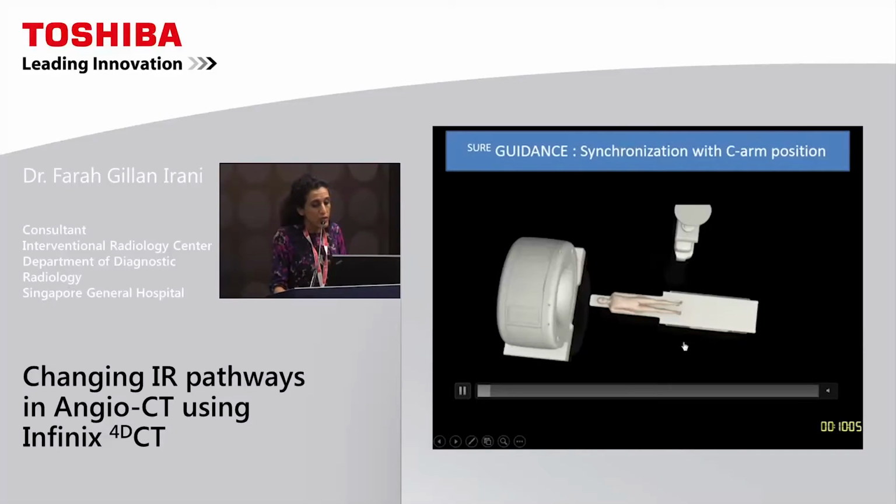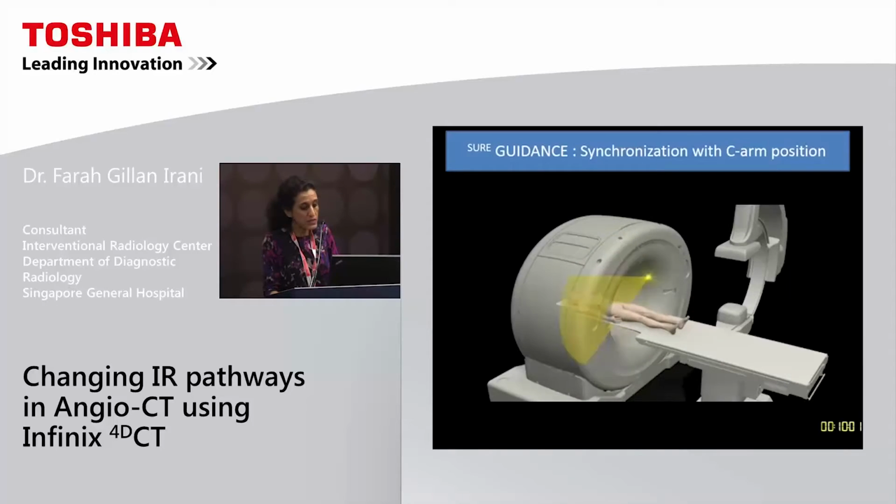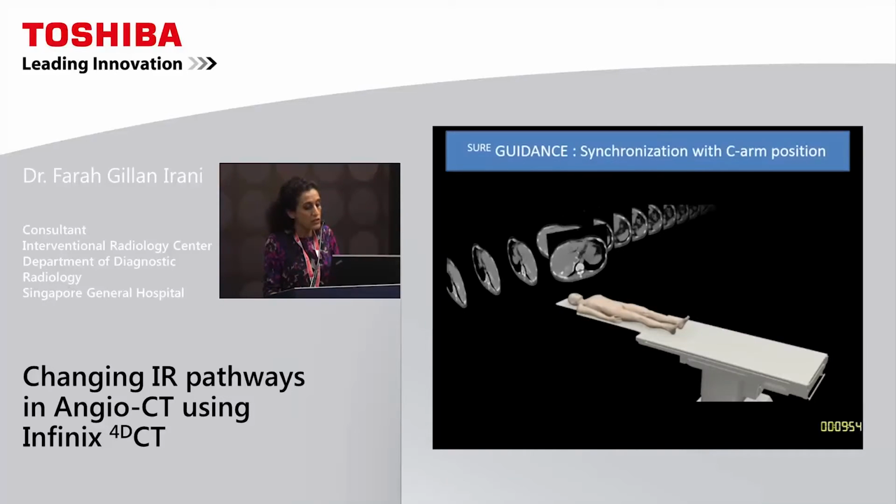So with this system, you can actually have a newer guidance, which is called the C-Shore guidance, synchronization with the C-arm position. Once you do a CT scan, you can actually see your scanner slice, where you see what you want to see.